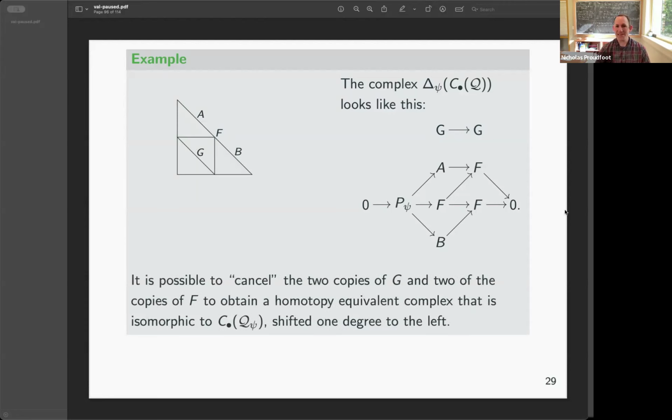And then what happens? So up to homotopy, this thing is null homotopic, so this can just be canceled. And it's also possible to cancel 2 of these copies of F. So I can write a new complex that's homotopic to this complex, where these 2 copies of F die, and now this A goes to this copy of F, and the whole thing is homotopy equivalent to the complex associated with Q psi, but now shifted 1 degree to the left.